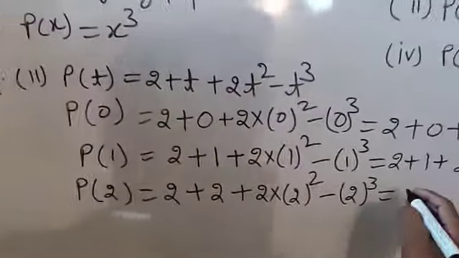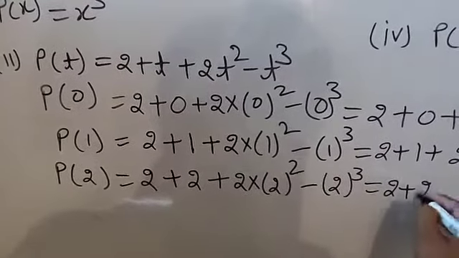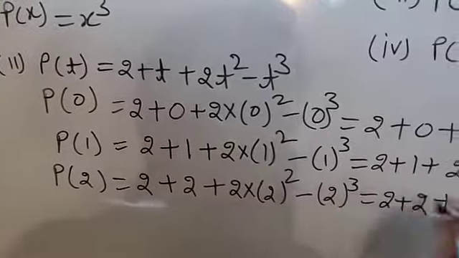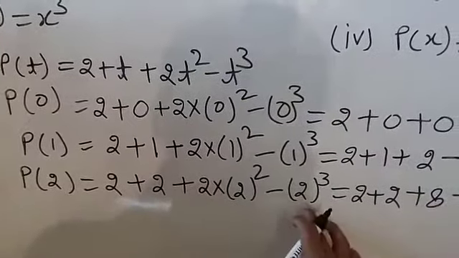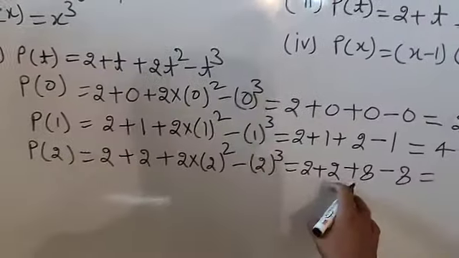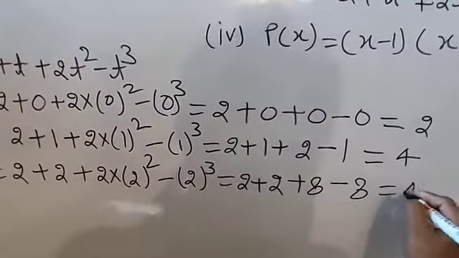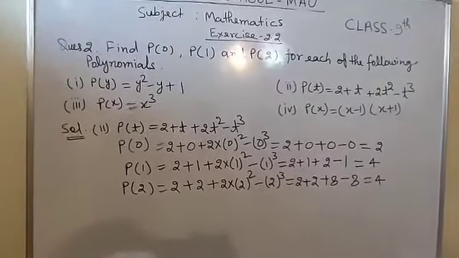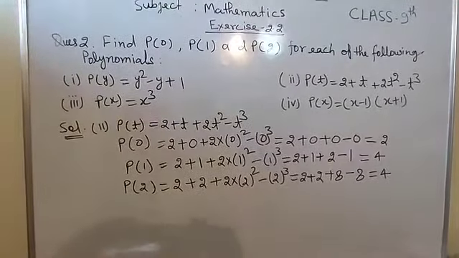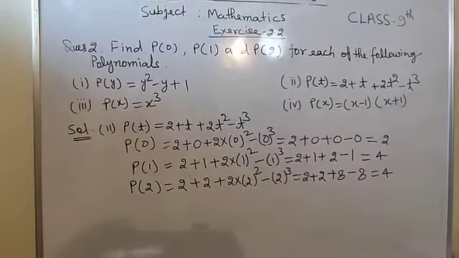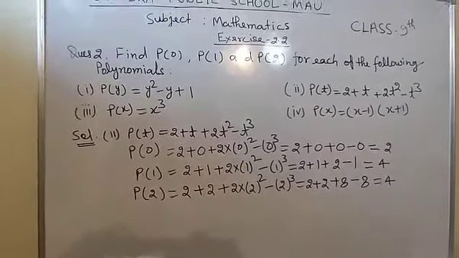So it is equal to 2 plus 2 plus 2 square is 4, 4 into 2 is 8, minus 2 cube is 8, that is equal to 8 minus 8, 0, then 2 plus 2 is equal to 4. So the value of this polynomial at t equal to 2 is 4, so p2 equal to 4. In the same way you need to solve the first, third and fourth. You need to find in each and every part p0, p1 and p2.